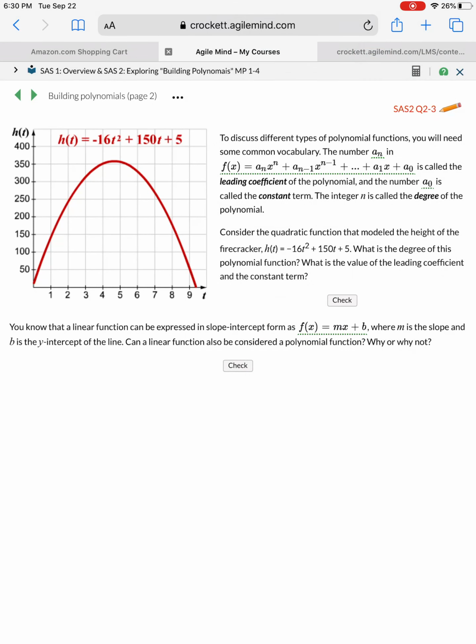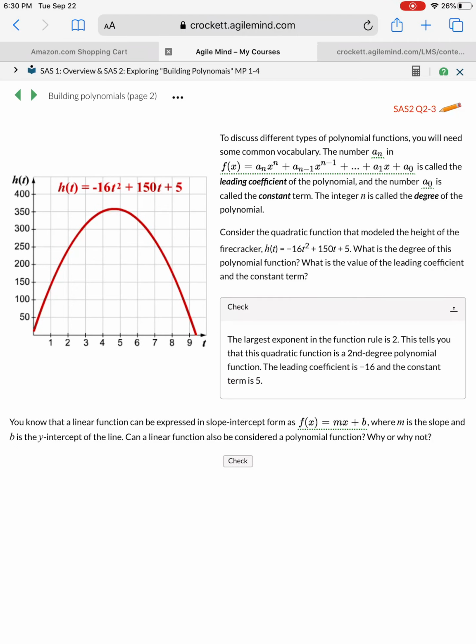Okay. Let's see. Let me hit this. All right. Consider the quadratic function. It gives you the function. What is the degree? We just said the degree was 2. What is the value of the leading coefficient? Well, we said that was negative 16, and our constant term is 5.